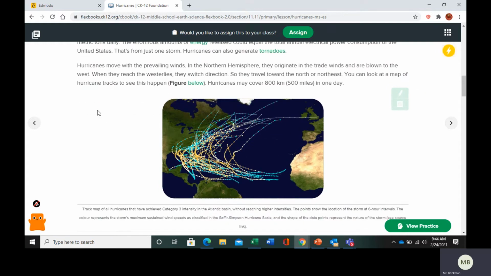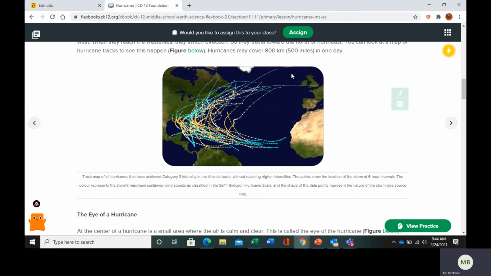So hurricanes, they are going to move with the prevailing winds. In the northern hemisphere, they're going to start out in the trade winds, and they're going to be blown to the west. When they reach the westerly winds, they are going to switch direction, and they're going to travel toward the north or northeast. Hurricanes can cover up to 500 miles in one day.